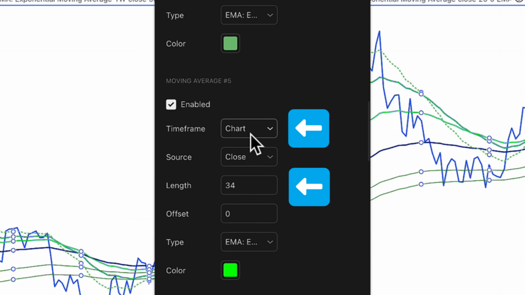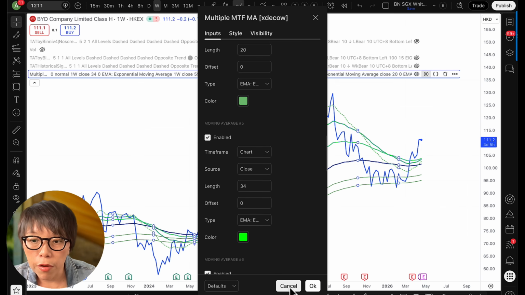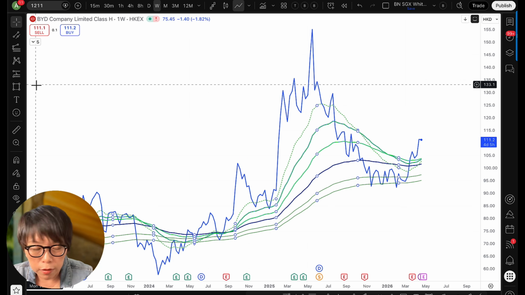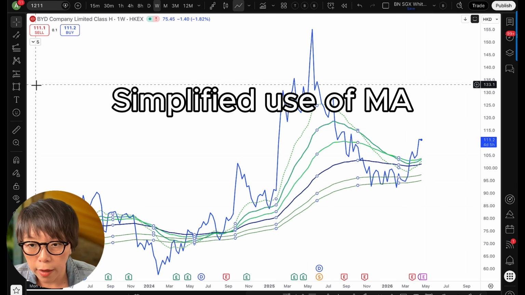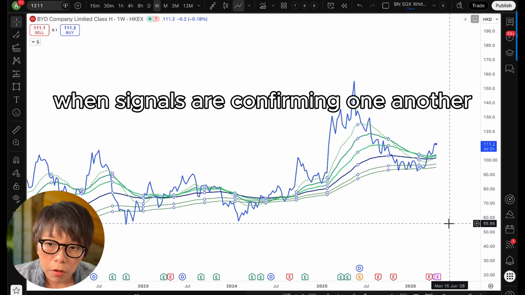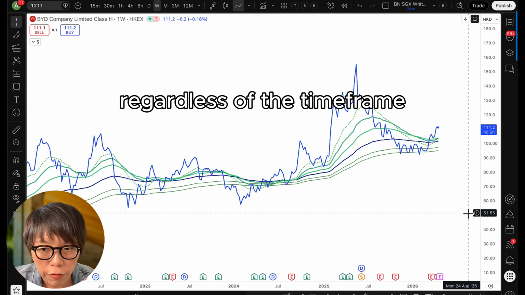It's based on the chart. That means that regardless of where I switch, it will be based on the chart. If I switch this to 34 day, then it will be based on 34 days. If I switch this to 34 in the monthly chart, then this moving average will show 34 months. So that's very important when we do the setting. But I just want to talk about the very simplified use, meaning that when signals are confirming one another and the signals are very strong, it actually doesn't really matter which time frame you switch to.